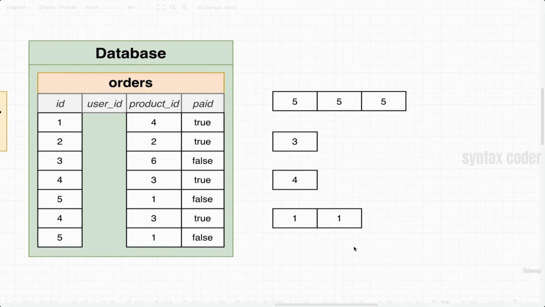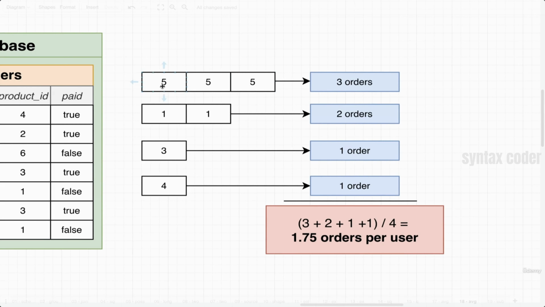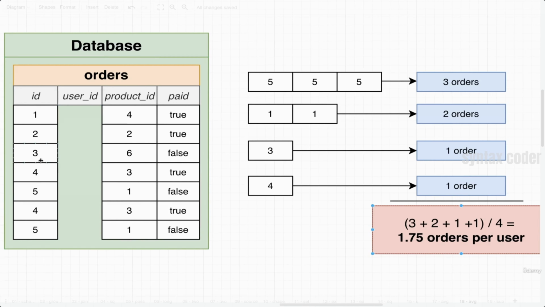So now that we've counted up the number of orders per user, we can do a little bit of math. So we've got 3 orders right here, 2 orders right here, 1 and 1. To find the average number of orders per user, we would take the total number of orders divided by the number of users, that's the 4, and we would end up with 1.75 orders per user. So that's what we'd be calculating if we were using this little data set right here.